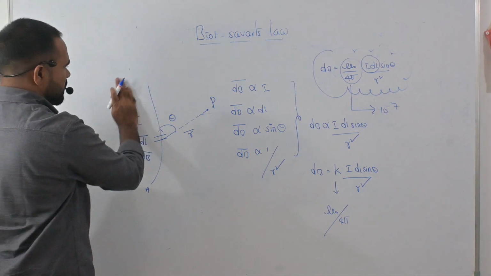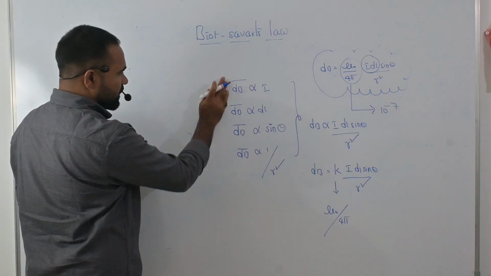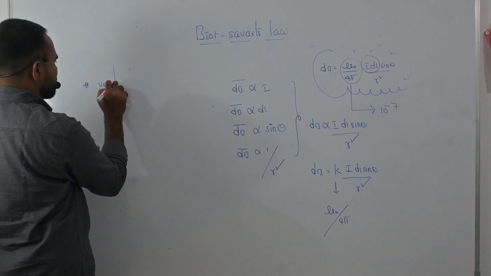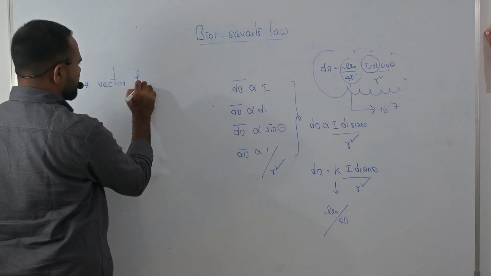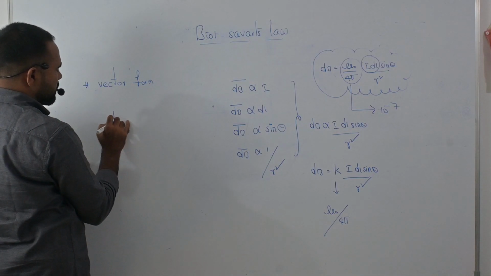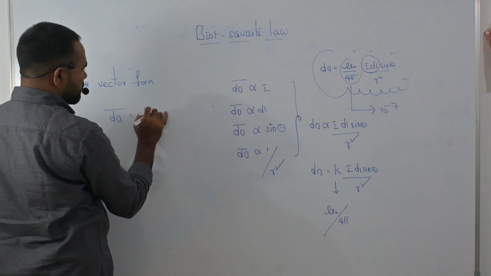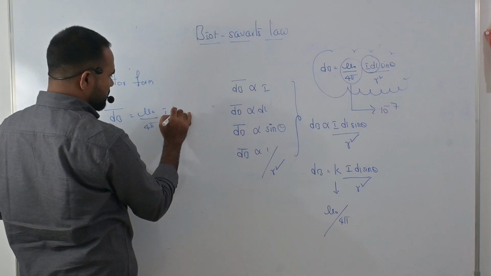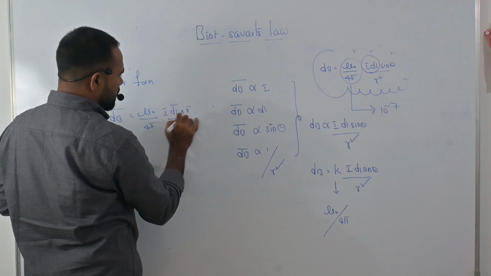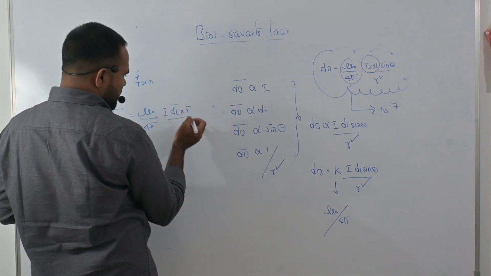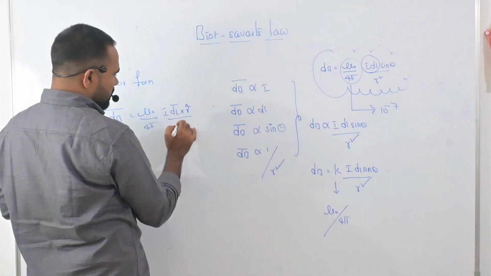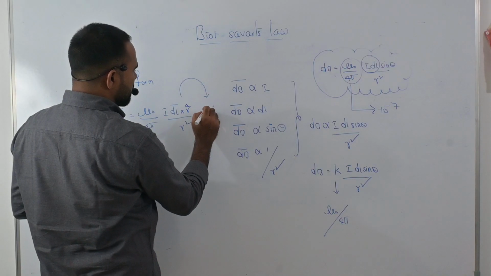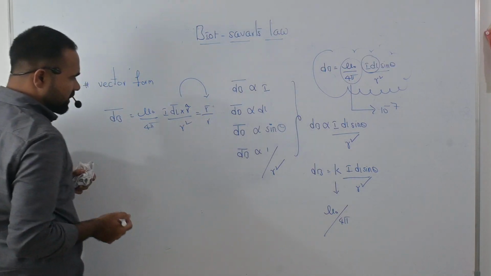So now I can write the vector form of the Biot Savart law. This is called the vector form. What is the vector form of the Biot Savart law? That is dB bar is equal to mu naught by 4 pi into I dl sine theta, that is I into dl bar cross r cap by r square. Also, we can write r cap as nothing but r bar by modulus of r. That is the value of r cap.